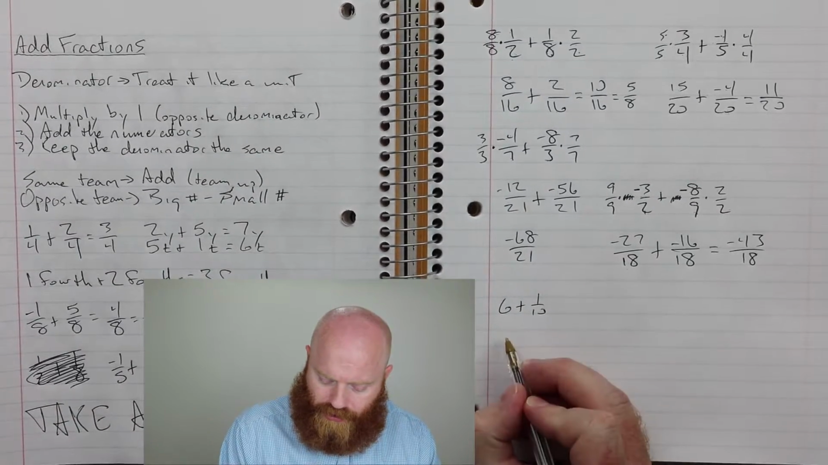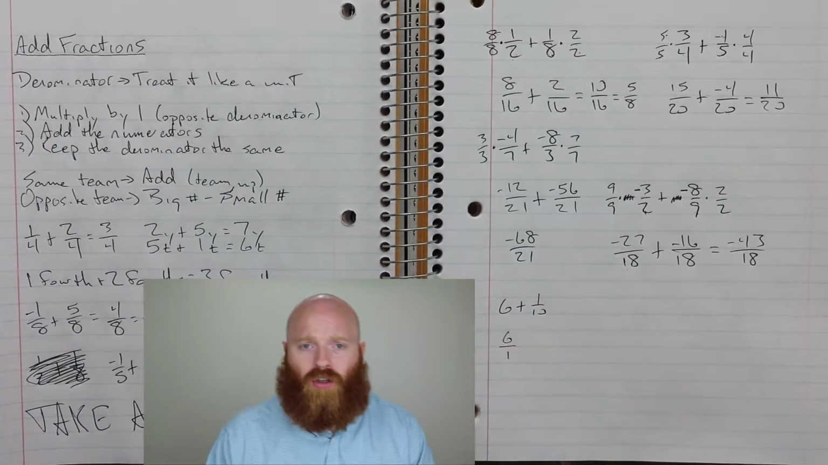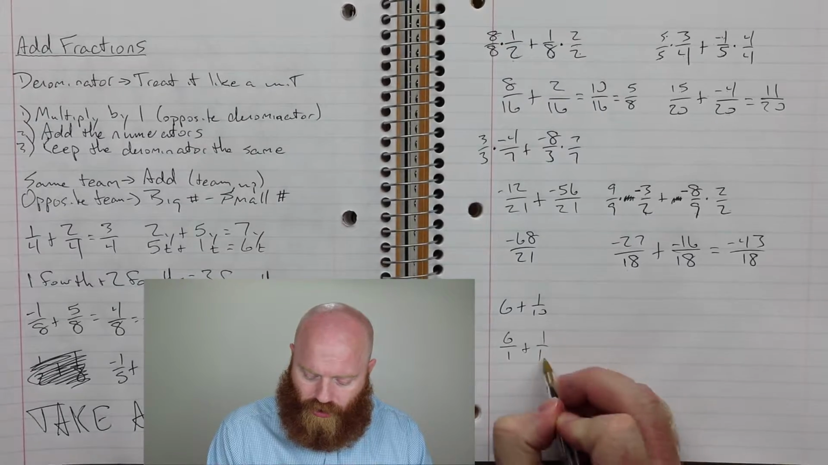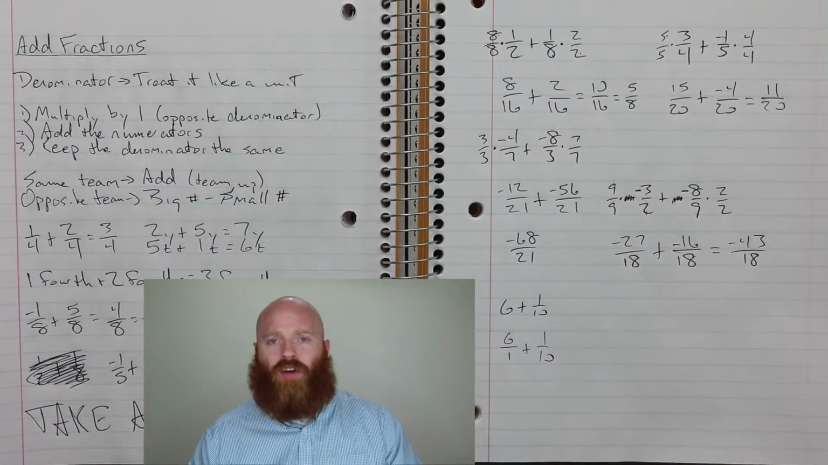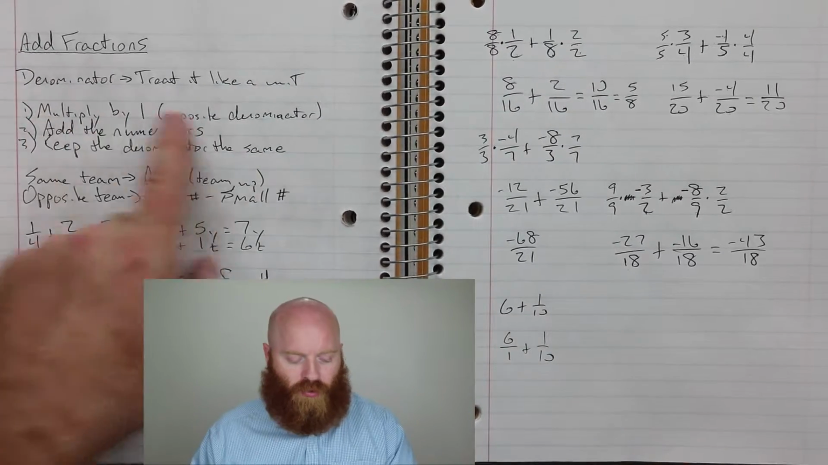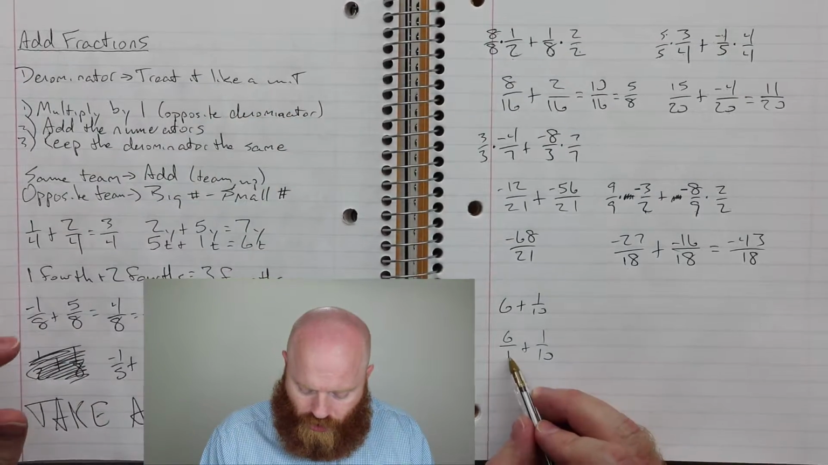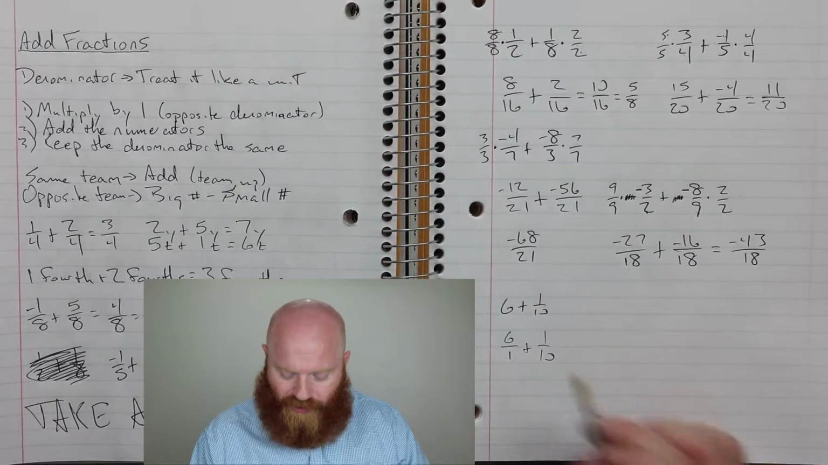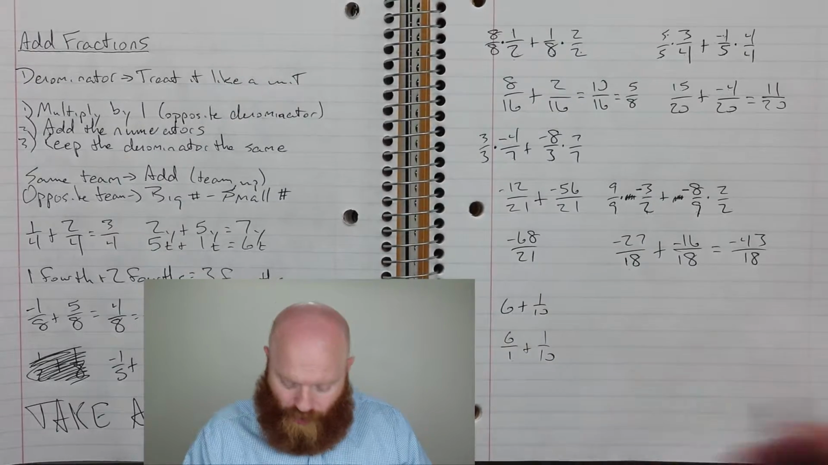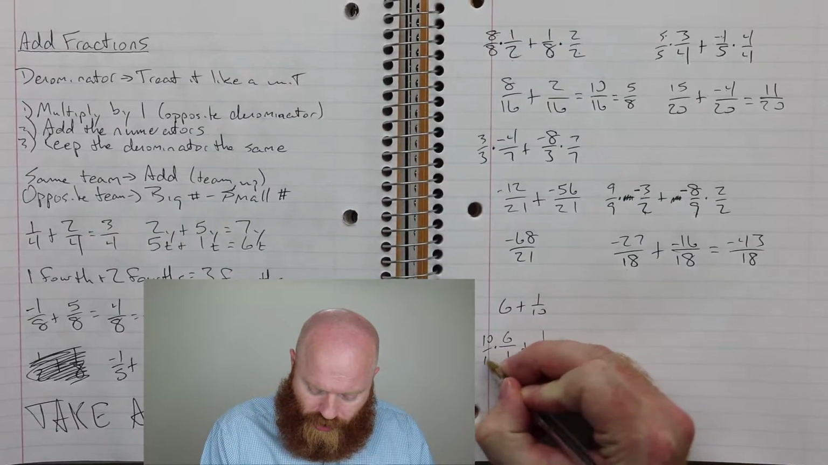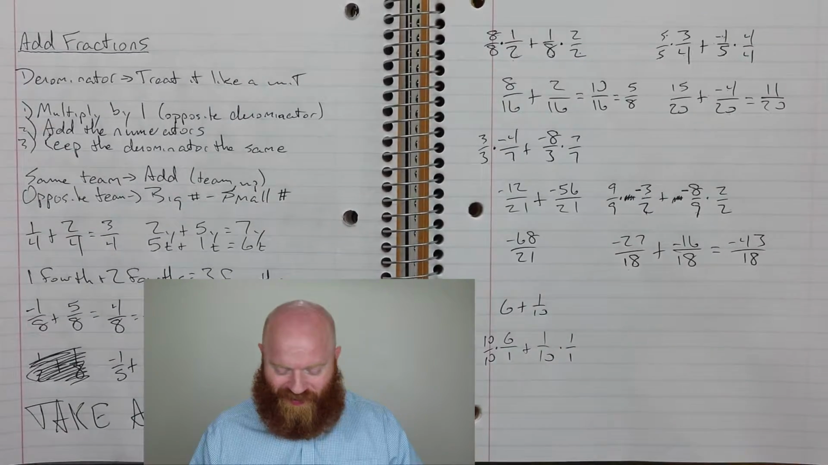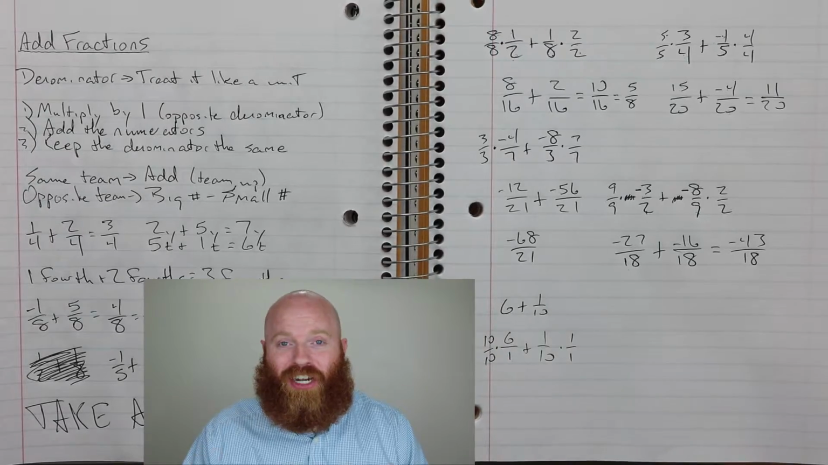So I can take this 6 and turn it into 6 over 1. Bring down a plus and a 1/10. Now I've got a fraction plus a fraction. I'm adding fractions. I can do that by following these 3 steps. Multiply by the opposite denominator. So this one is going to be a 1, and that one is going to be a 10. And so I need to multiply by 10 over 10. And then this one, multiply by 1 over 1. Multiply straight across.